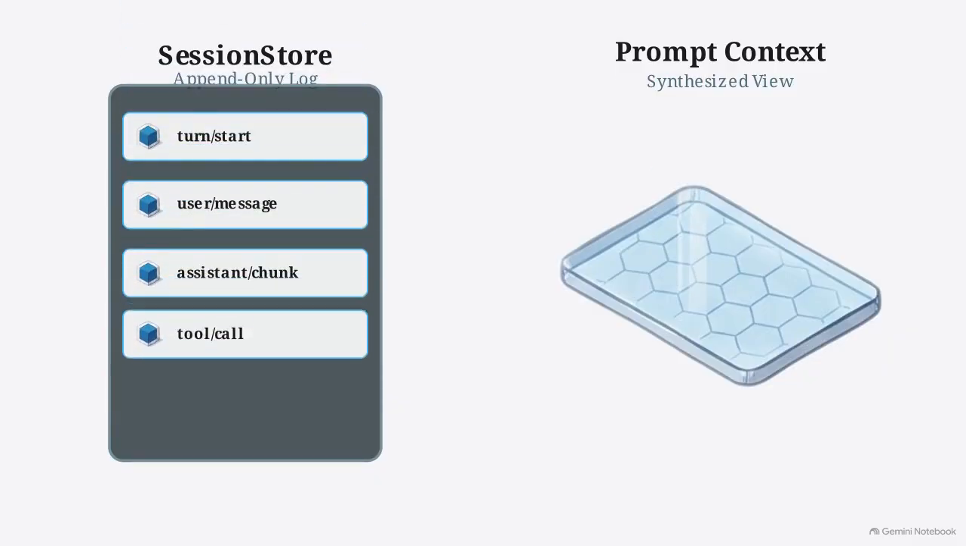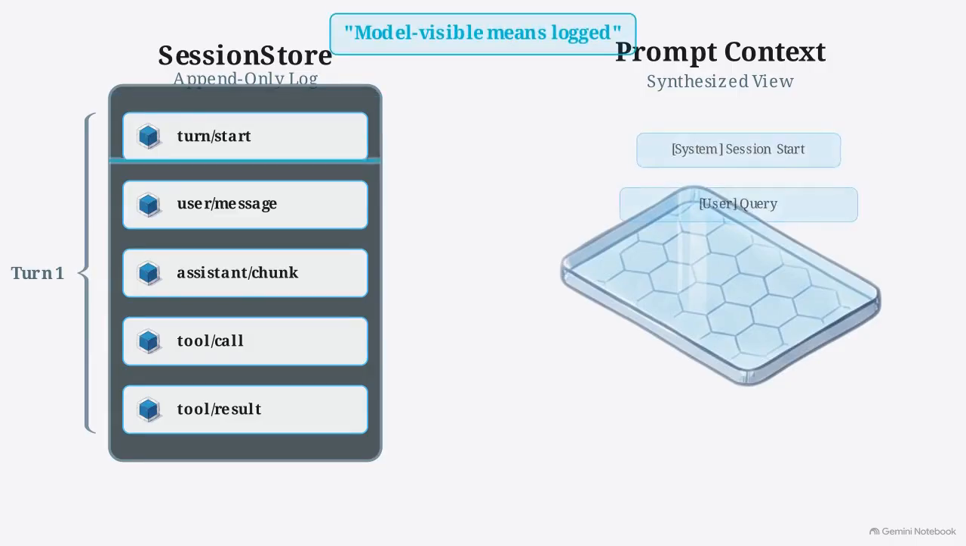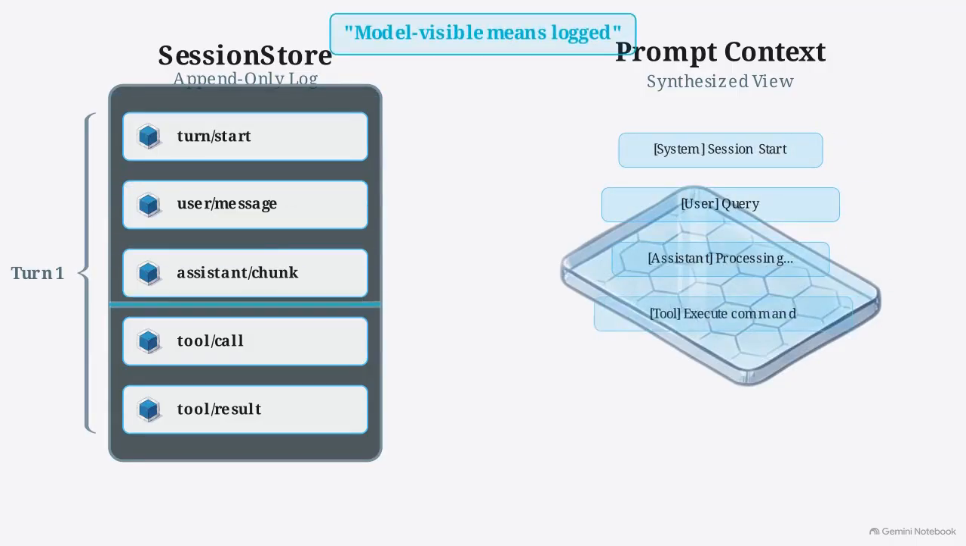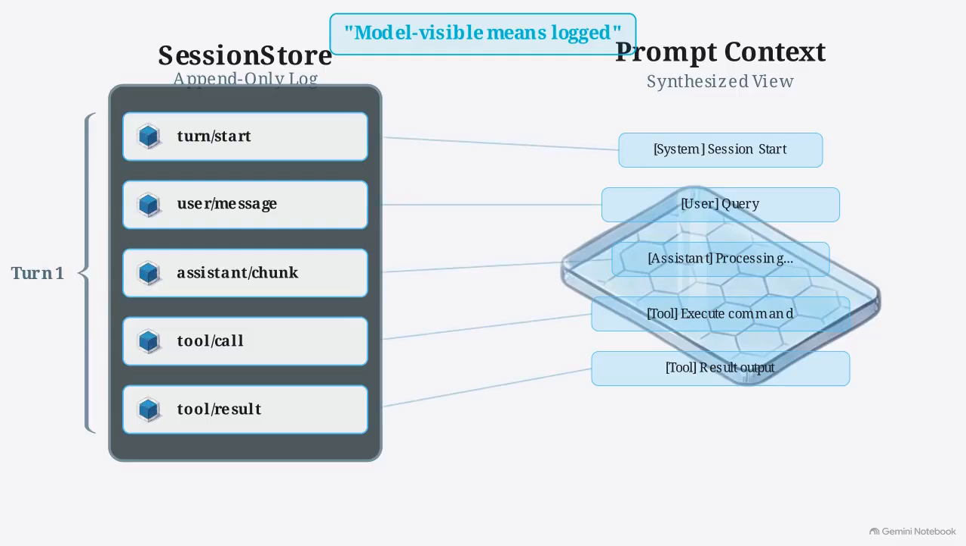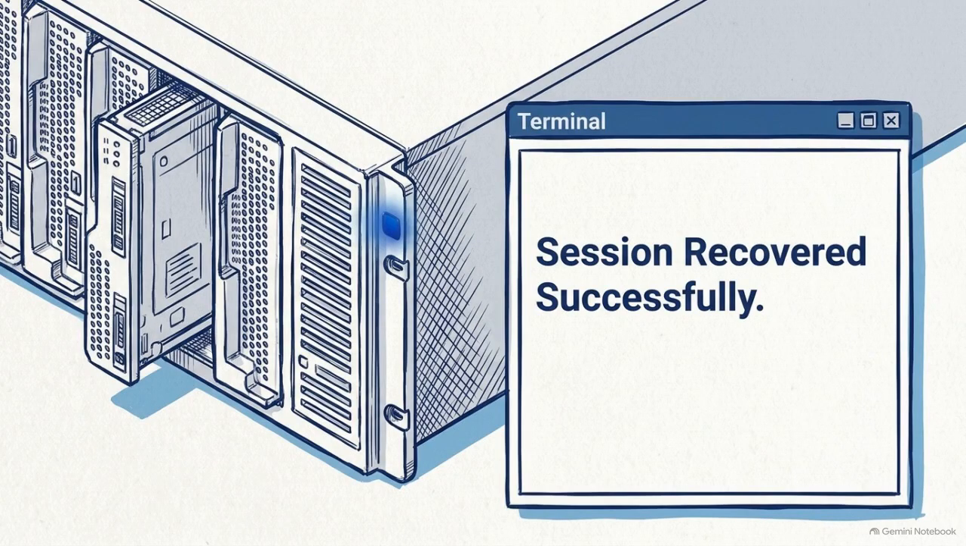Every interaction is logged as a strongly typed, immutable event record, such as turn start, assistant chunk, and tool call. This enforces a strict invariant. Model visible means logged. A pipeline called derive event message scans the log and synthesizes the exact prompt context. The language model is never fed raw arrays. Every piece of context is mathematically derived directly from immutable records in the session log. This strict event lineage protects long-running agents against process interruptions or unexpected network disconnections.